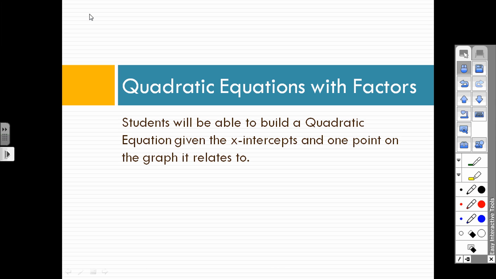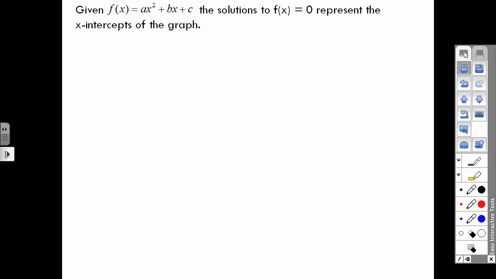Let's talk about building a quadratic equation if I give you the x-intercepts and one additional point that's on the graph that it relates to. So here's my basic quadratic function, ax squared plus bx plus c. And we know that the solutions, when you set f of x equal to 0, represent the x-intercepts.